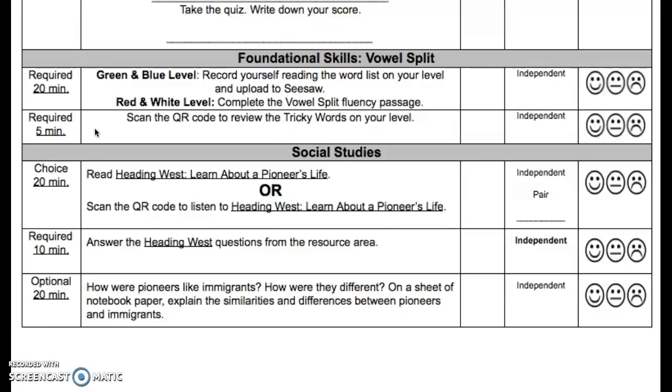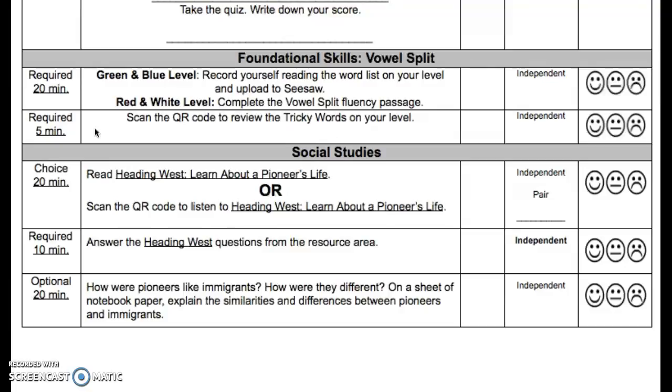For red and white level readers, it says complete the vowel split fluency passage. Required for 5 minutes, also, scan the QR code to review the tricky words on your level. Independent. Reflect when you're done.